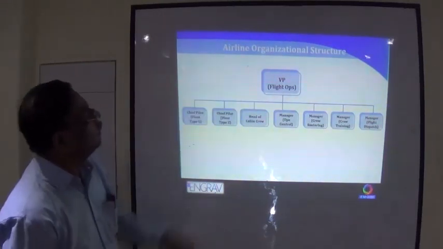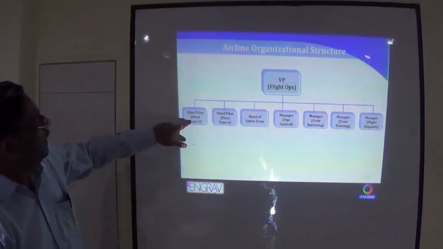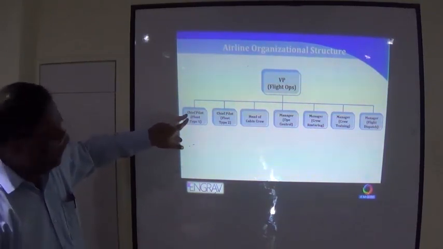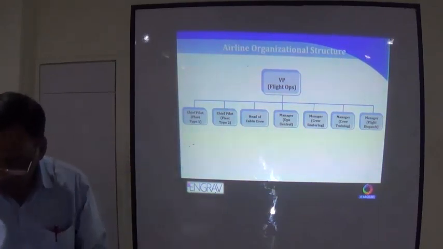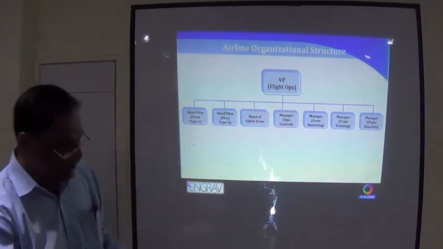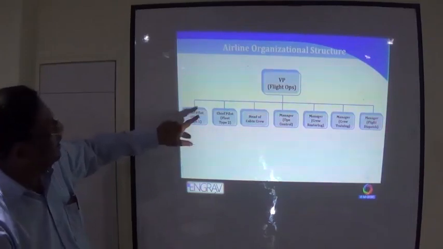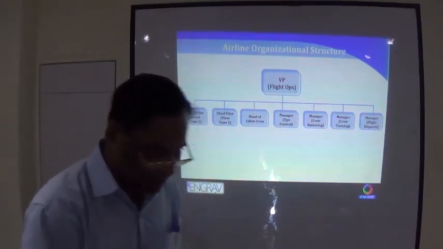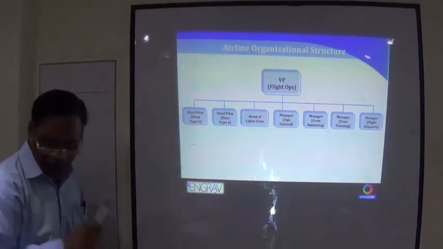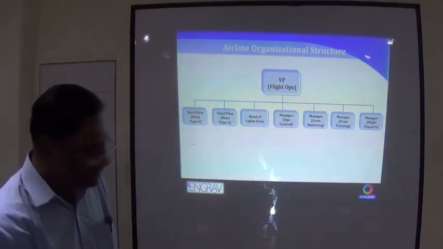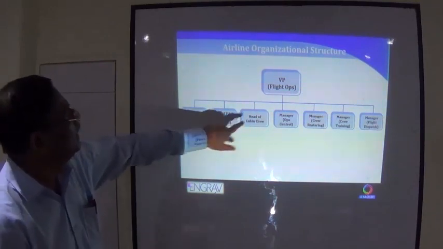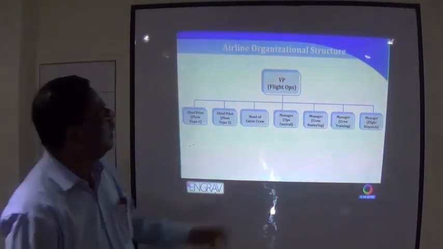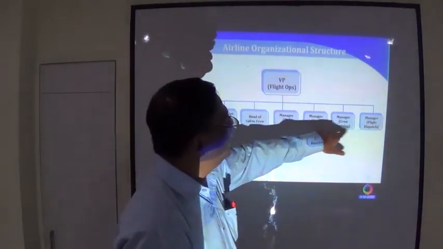Under the VP flight operations, you will have a chief pilot for each fleet type. If you go to Jet Airways, you will have a chief pilot for the Boeing fleet. There will be another chief pilot for the ATR fleet, like that. They sit with a stick to control these pilots. All the professional discipline, personal discipline, everything is handled by them. You have a head of cabin crew. Then you have a manager operations control, crew rostering, crew training, flight dispatch.